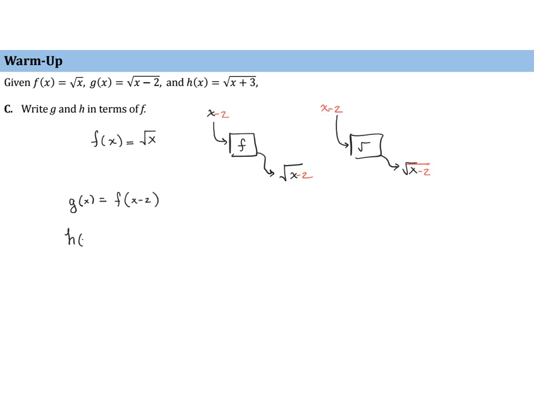Likewise, h of x, well, what are we taking the square root of there? x plus 3. f says take the square root of any input. So I can put x plus 3 into f, and f says take the square root of that. So notice that f of x minus 2 was the graph of f shifted right 2 units. And h was the graph of f shifted left 3 units.